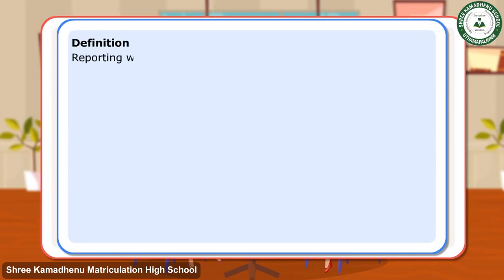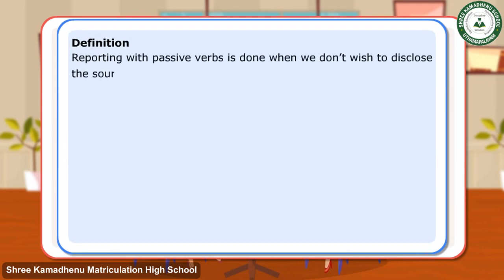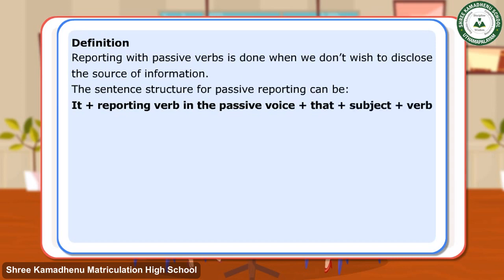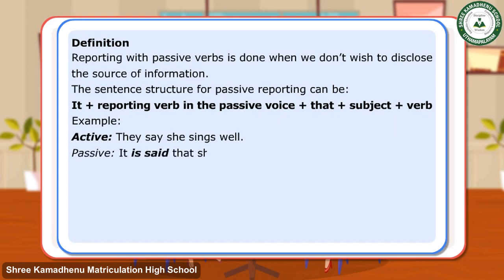Definition. Reporting with passive verbs is done when we don't wish to disclose the source of information. The sentence structure for passive reporting can be: it plus reporting verb in the passive voice plus that plus subject plus verb. Example. Active: They say she sings well. Passive: It is said that she sings well.